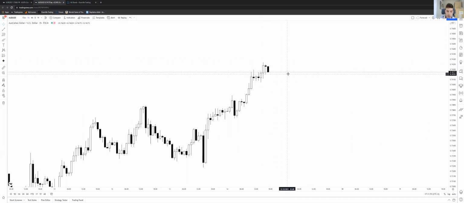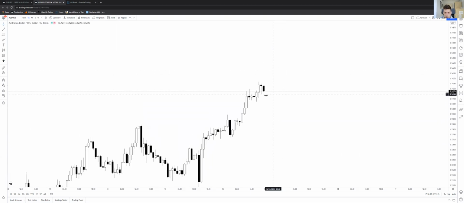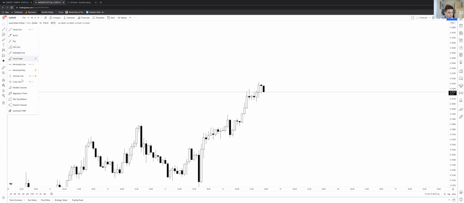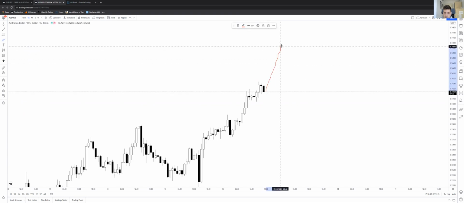So yeah, that's it for the Aussie. Currently it is trending, and it broke out of this range-to-range price action, which is great. And I'm expecting this to continue trending or trend to a downside. So we will see. What I can forecast is, let me just get the line. Get the brush. So okay, I can forecast a continuation to the upside.